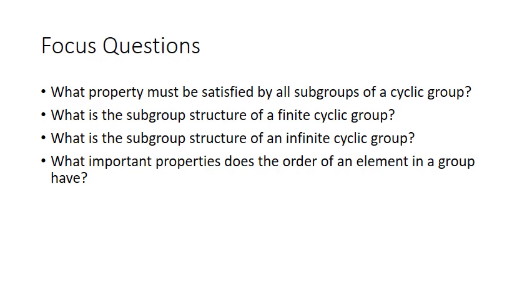So the focus questions for this investigation are the following. What property must be satisfied by all subgroups of a cyclic group? What is the subgroup structure of a finite cyclic group? What is the subgroup structure of an infinite cyclic group? And what important properties does the order of an element in a group have?